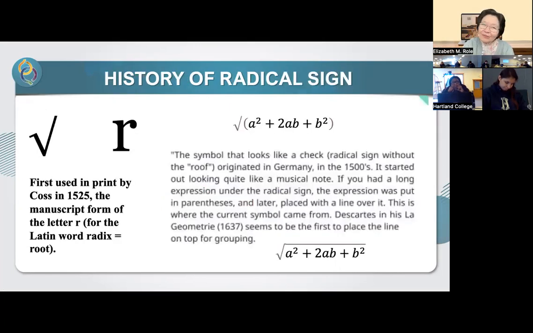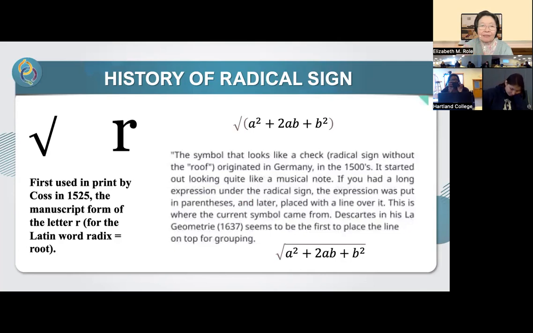So just a little history of the radical sign. It's good to know where it came from. It was first used in print by Cos, a long time ago, in 1525. It is the manuscript form for the letter R, and the Latin word for radix, or root, begins with R. So that's the idea.